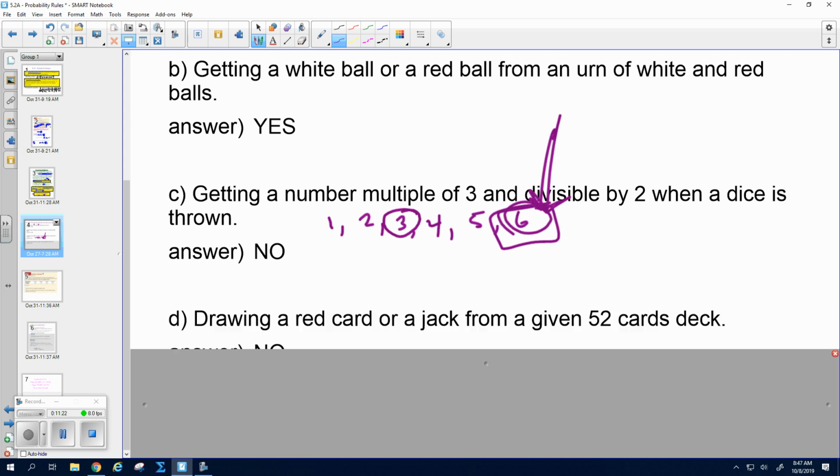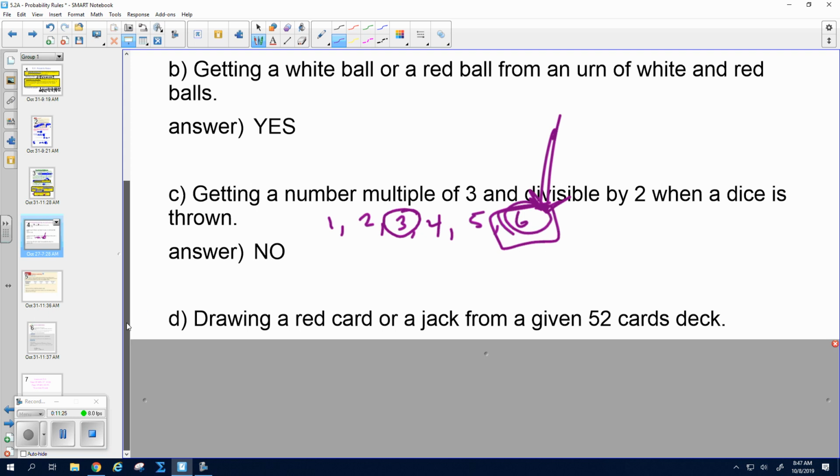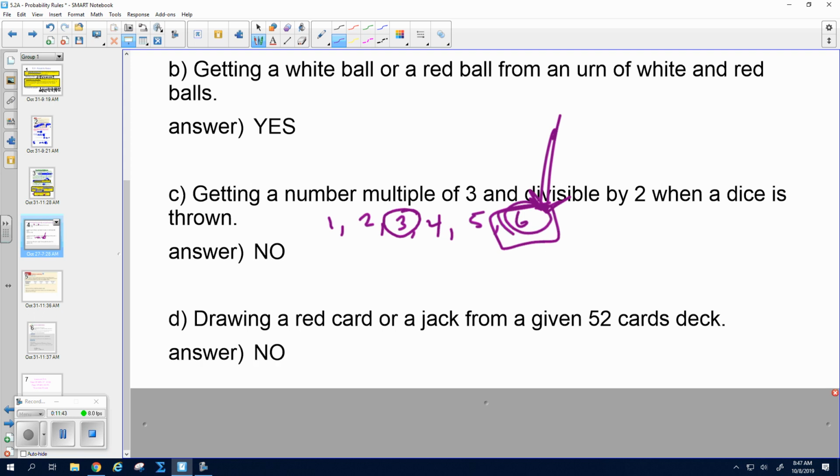Okay, drawing a red card or a jack from a given 52 card deck. So can you be both a red card and a jack? Yep, there's 4 jacks, 2 are red and 2 are black. So are red card and jack mutually exclusive? No, because they can be both at the same time.